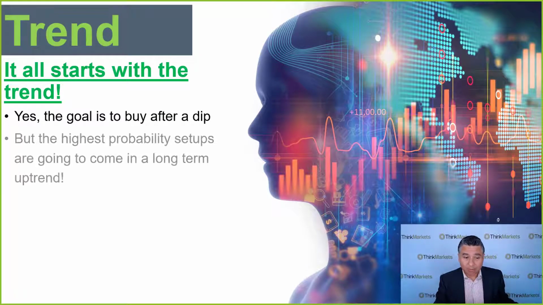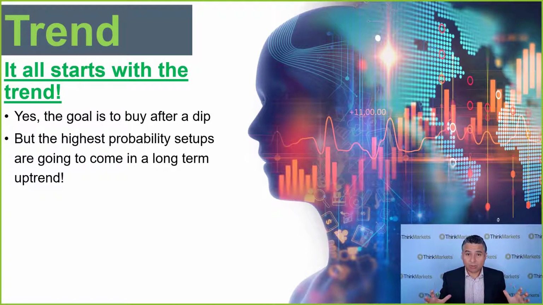Yes, the goal is to buy after a dip, but the highest probability setups are going to come in a long-term uptrend. Okay, so the idea is that there's a long-term uptrend in place, and we're simply looking to buy pullbacks within that long-term uptrend.